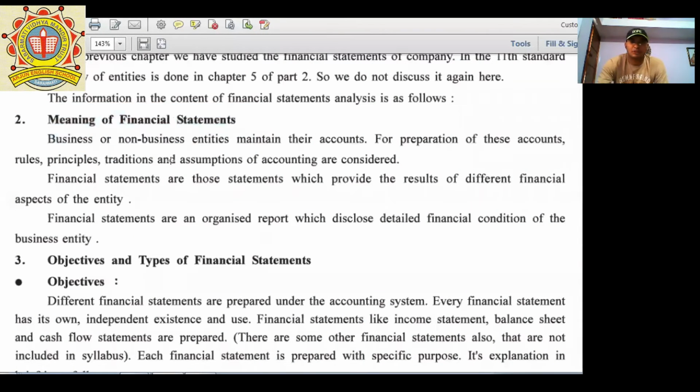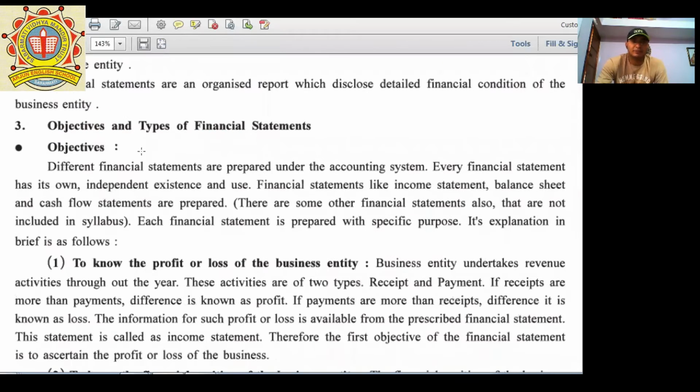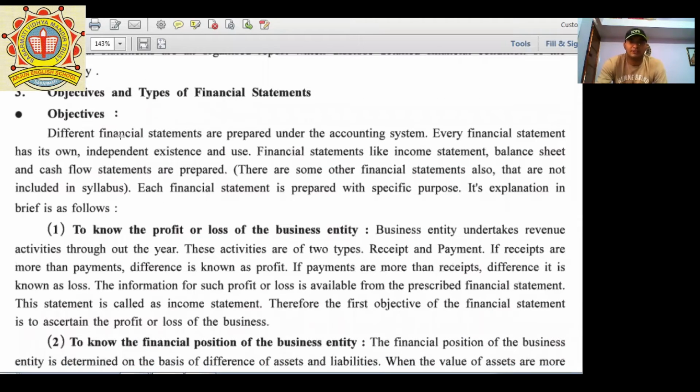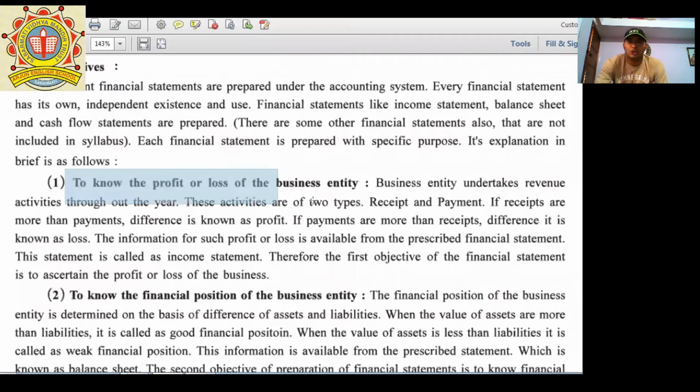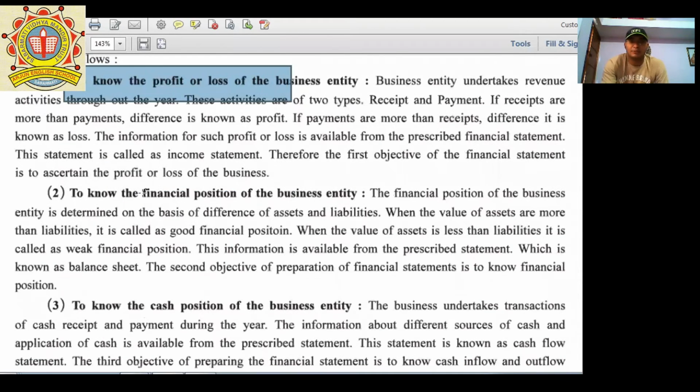Then the next point is objectives and types of financial statements. First of all, the objective of financial statements is to know the profit or loss of the business entity. This is the main and basic objective that everyone wants to know. Then, to know the financial position. The financial position includes not only the profit and loss account, but also assets, liabilities, and their outstanding balances. So it is called financial position.